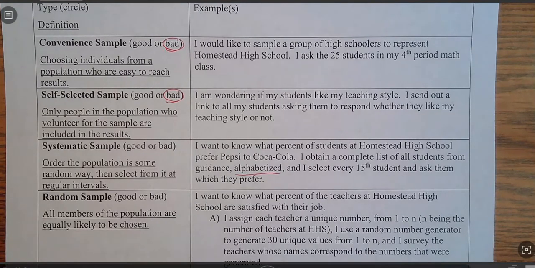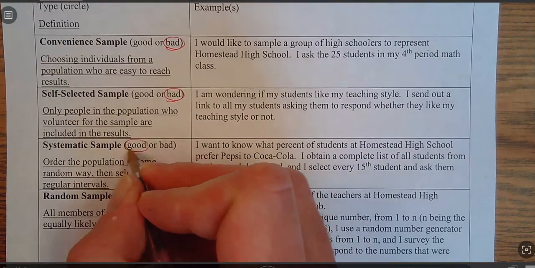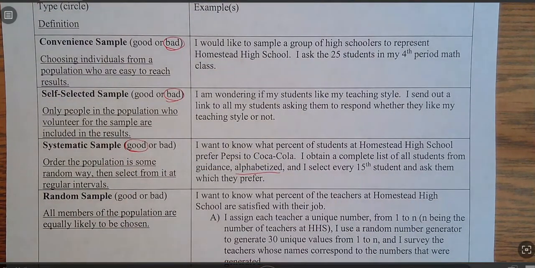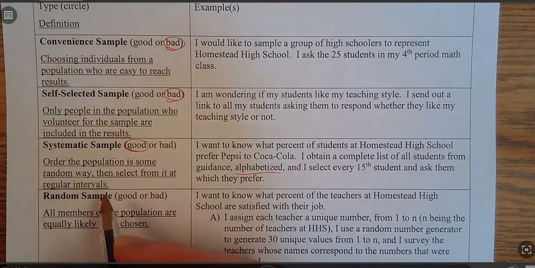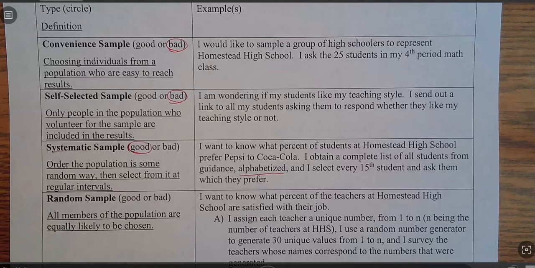Okay, so this one, every 15th person, it's all mixed up. We put them in random order, and then we selected, basically, every 15th person. That should represent the population. So more likely than not, that's a good sample. So convenience bad, self-selected bad, systematic good. And systematic just means you follow some sort of rule where you ask every 10th person, every 15th person, whatever rule you're following.